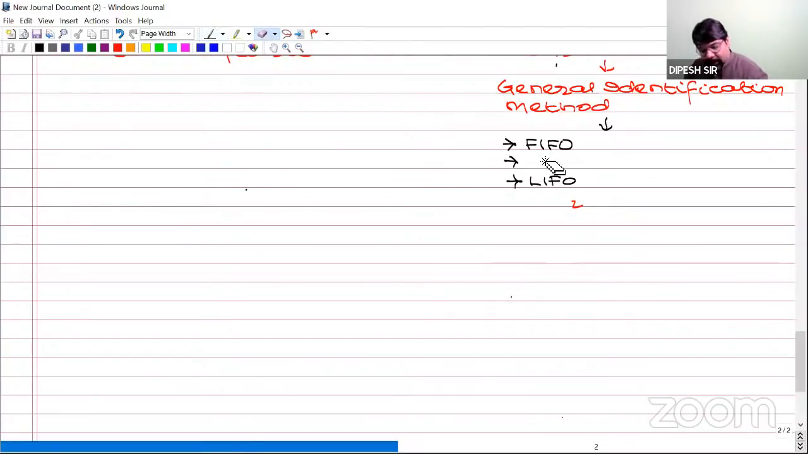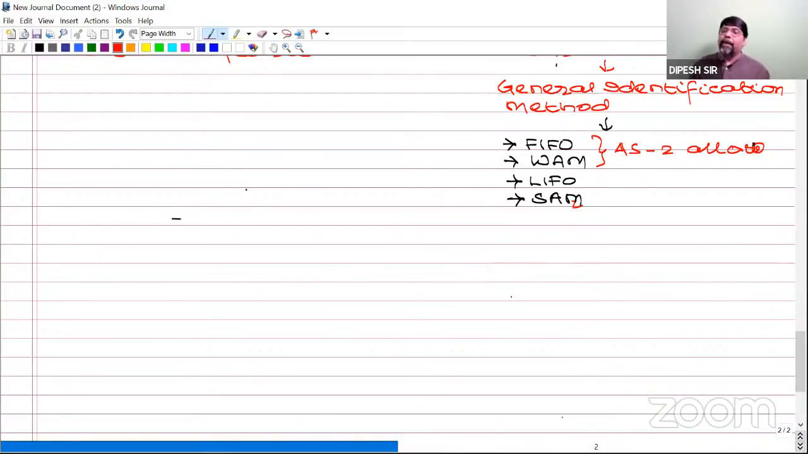Average is the weighted average method or the simple average method. Am I clear? Now, Accounting Standard 2 allows only first in, first out and the weighted average method. LIFO and the simple average method are not allowed.